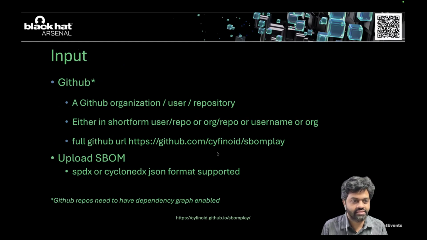So in the system, you provide either a GitHub URL or a username or an organization name, or you upload the SBOMs. So we support both modes, either a GitHub entity or a direct SBOM upload. The only requirement is if you're providing me a GitHub input, the GitHub repositories should have dependency graph enabled.